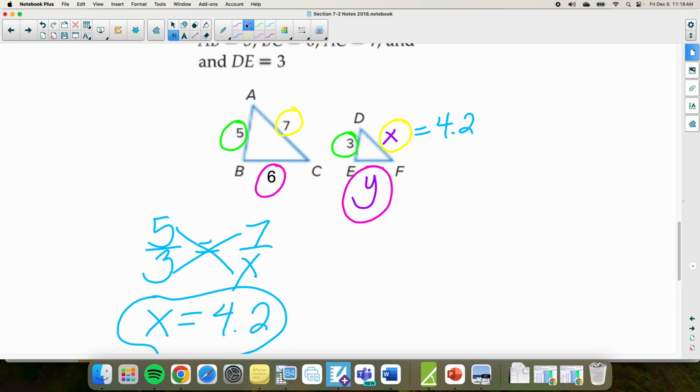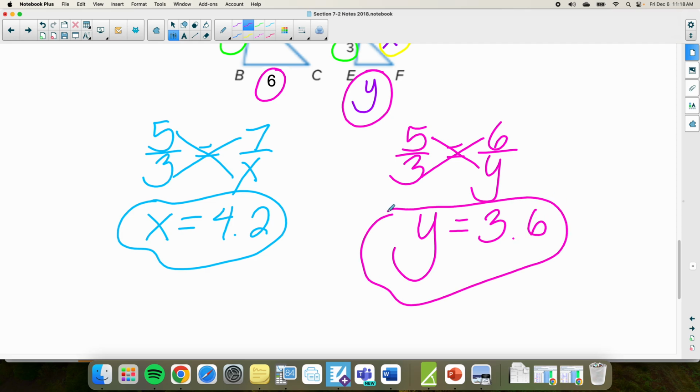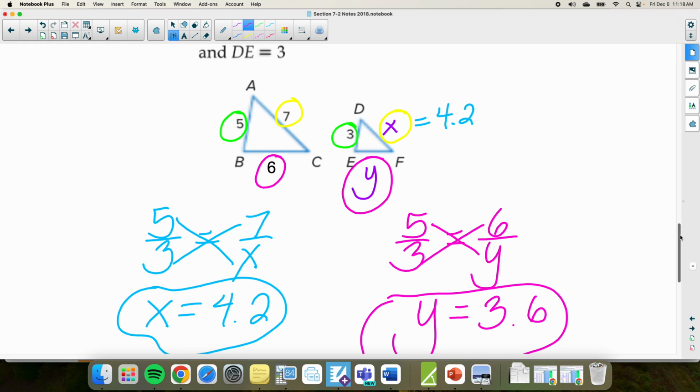Okay. Now what I'm going to do is find my Y. So I could go green over green equals pink over pink. Green over green is 5 over 3. Pink over pink is 6 over Y. And cross multiply, you'd go 3 times 6, which is 18, divided by 5. Is that 3.6? It is. All right. So now my Y is 3.6.